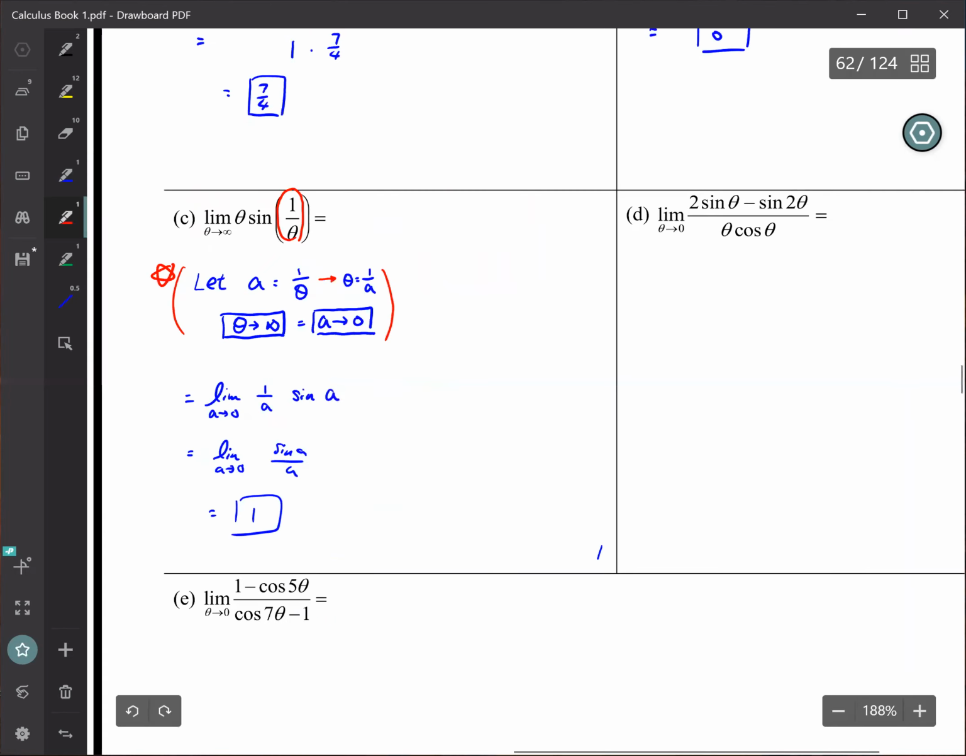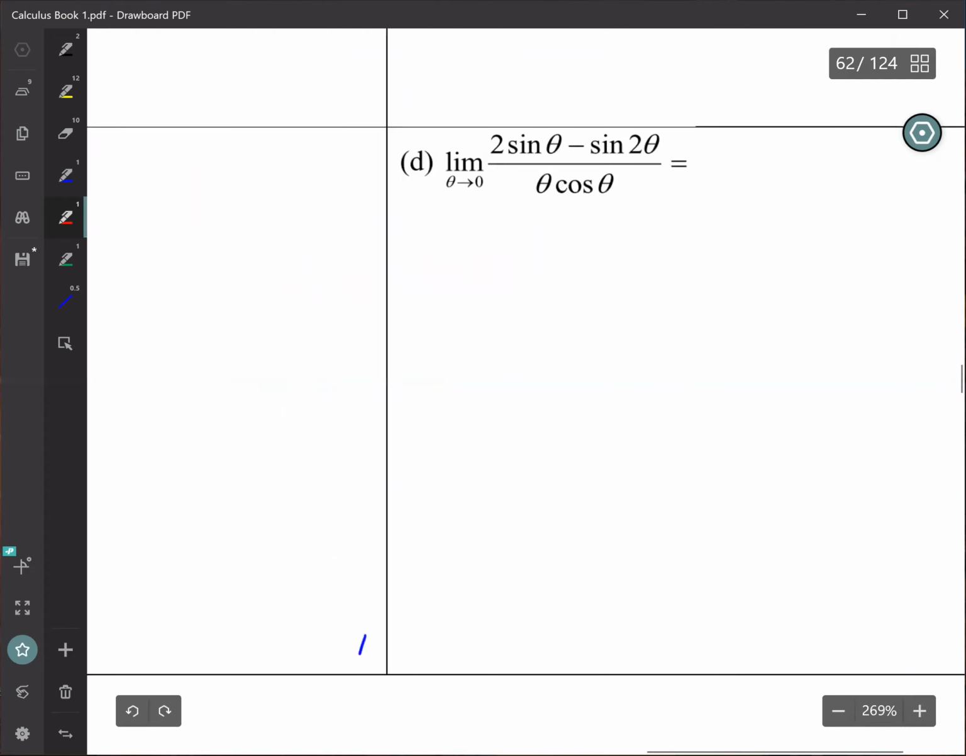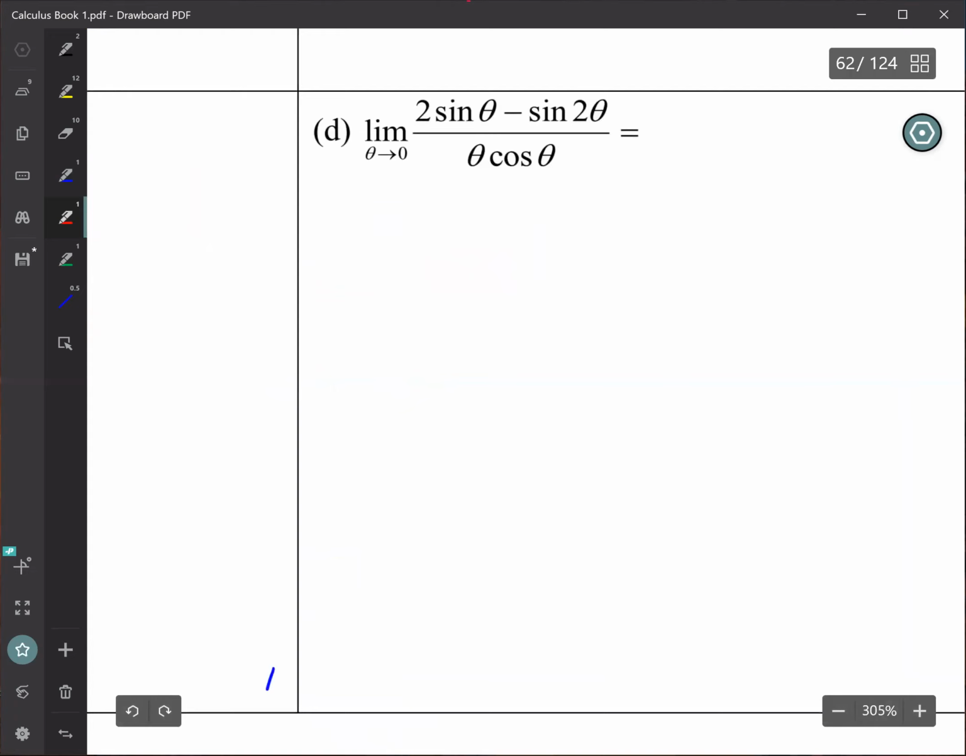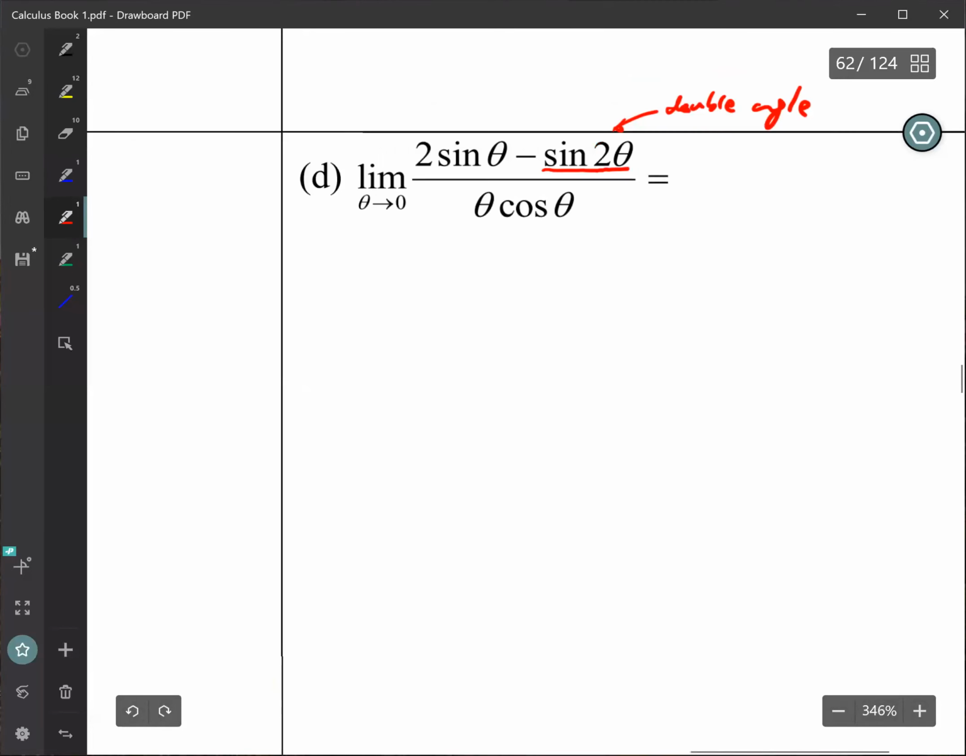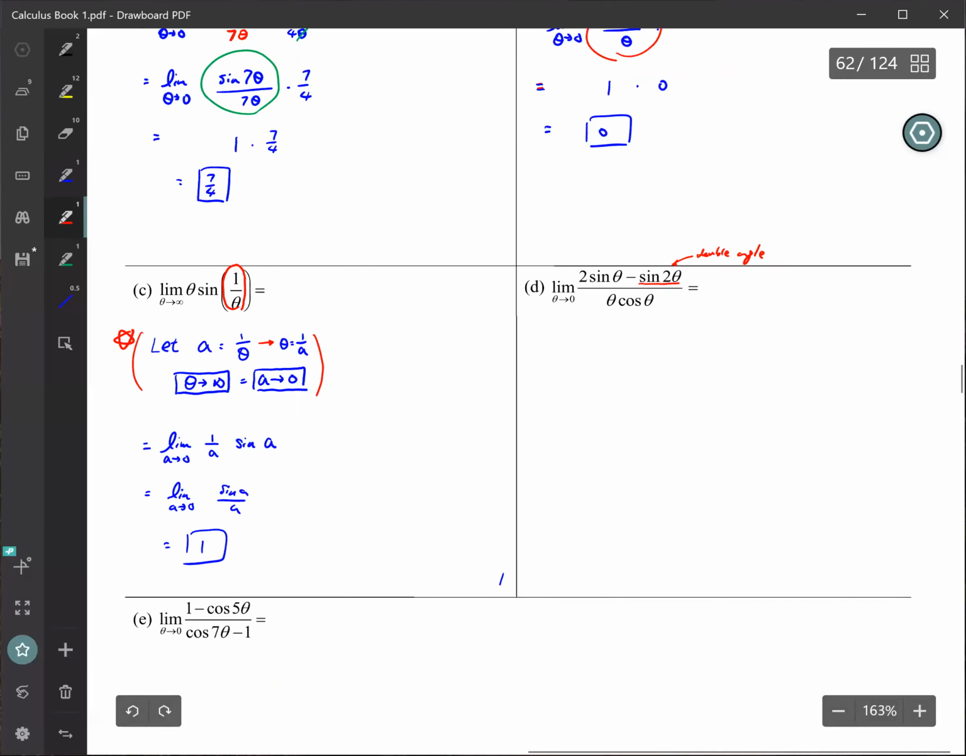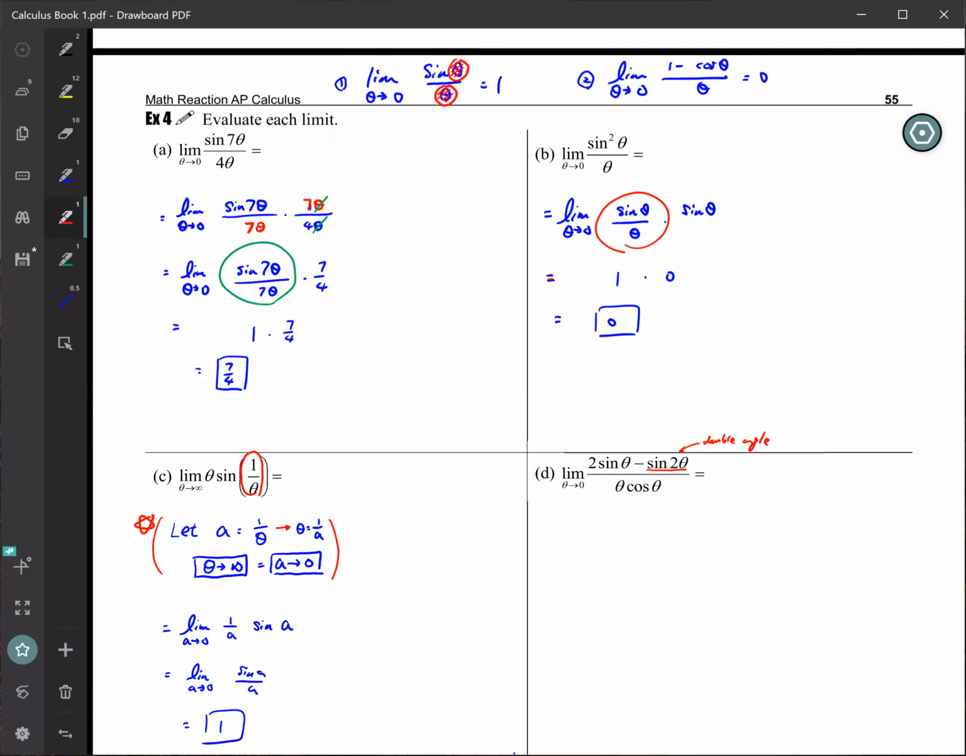Okay, next one. This one, I'm not going to do anything for you. So question D, if you take a look, it has a sine double angle, so you might need to look at some identity. This is called the double angle identity. And this one has a cosine there, so maybe this has to do with the second identity, which has a cosine there.